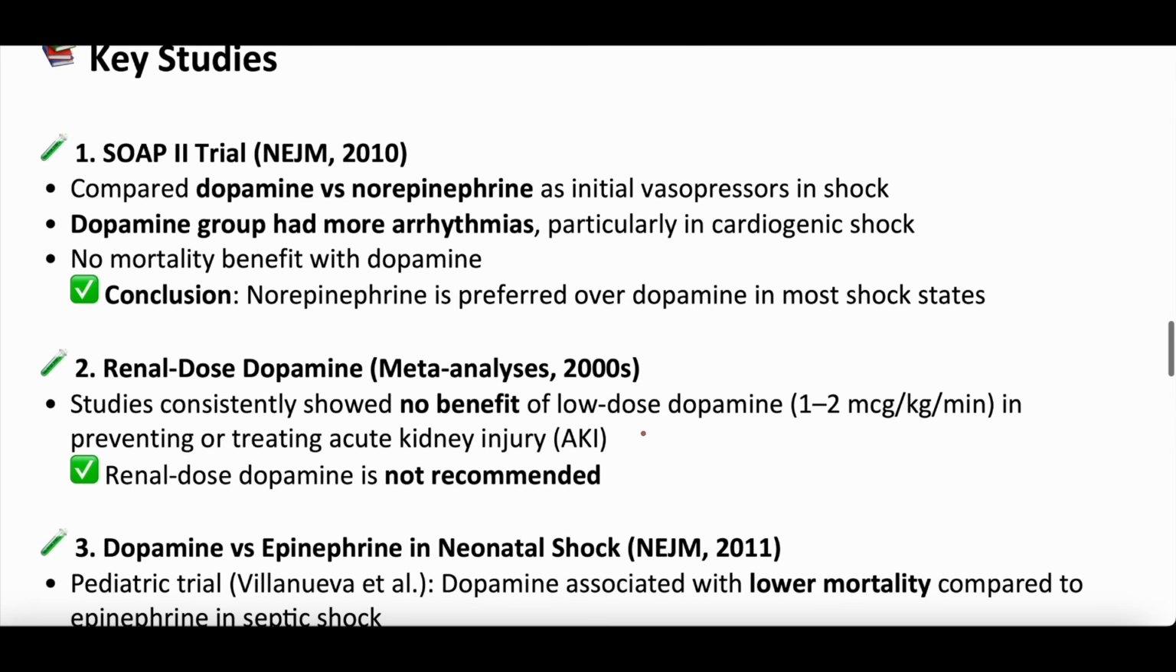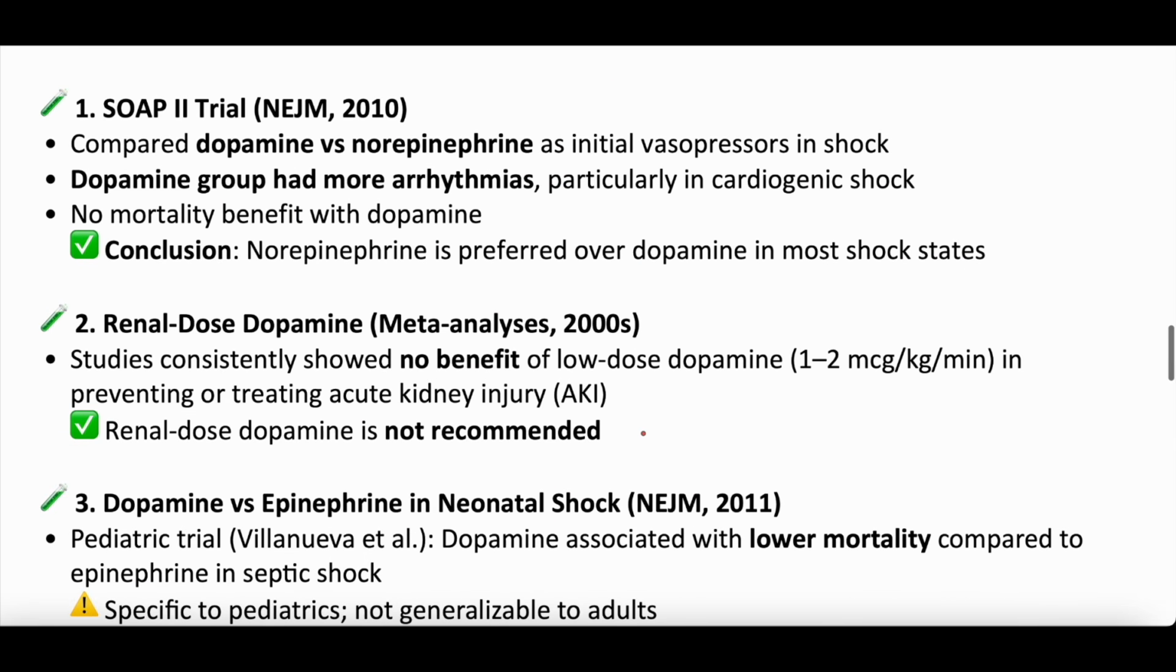The studies that have helped inform our use of dopamine, one is the SOAP II trial in the New England Journal of Medicine in 2010 that compared dopamine versus norepinephrine, and the dopamine group had more arrhythmias, and there was no mortality benefit with dopamine. So norepinephrine was preferred over dopamine in most shock states because there's less arrhythmias. The renally dosed dopamine, there's a meta-analysis in the 2000s that showed no benefit of low-dose dopamine in preventing acute kidney injury. That's why it's not recommended anymore.